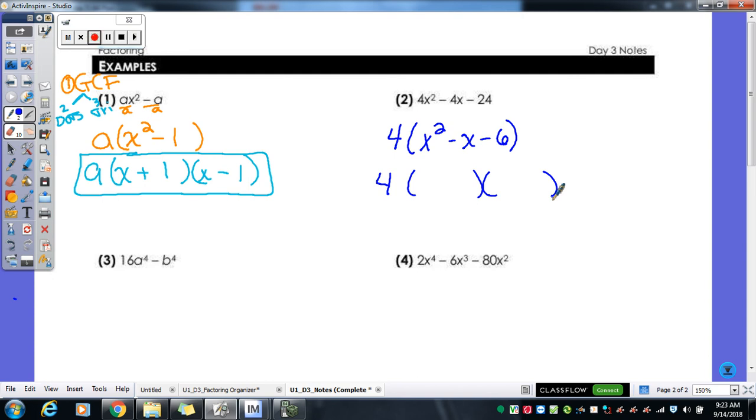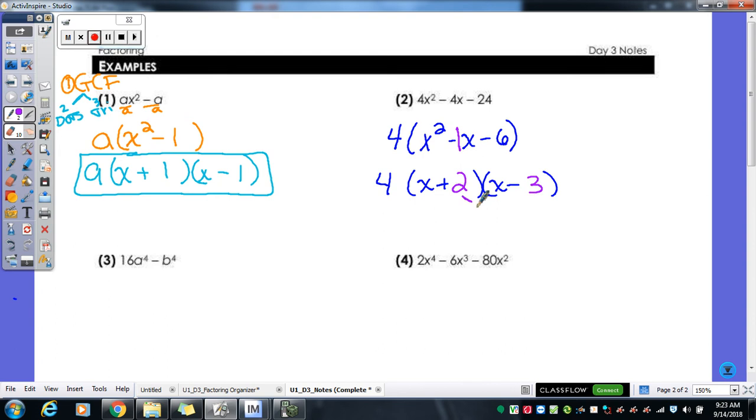So I'll set up my 2 sets of parentheses. X squared gets broken up into x and x. One's positive and one's negative. And then what multiplies to give us 6? We got 2 and 3 or 1 and 6. We're trying to get what number in the middle? We're trying to get a 1 here. So I'm going to try 2 and 3 first.